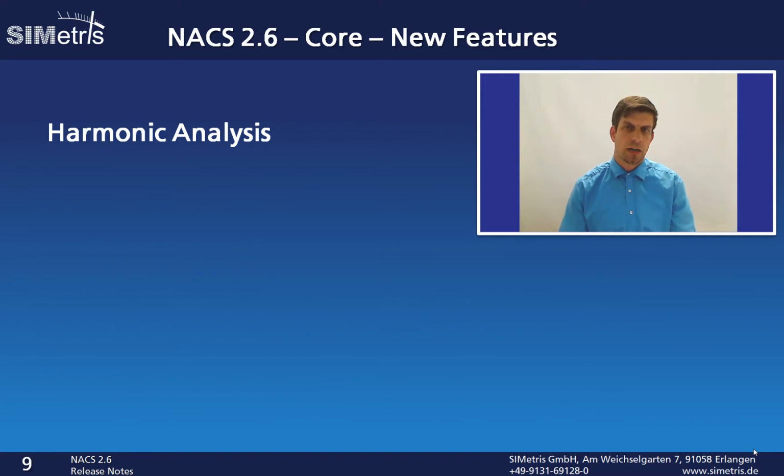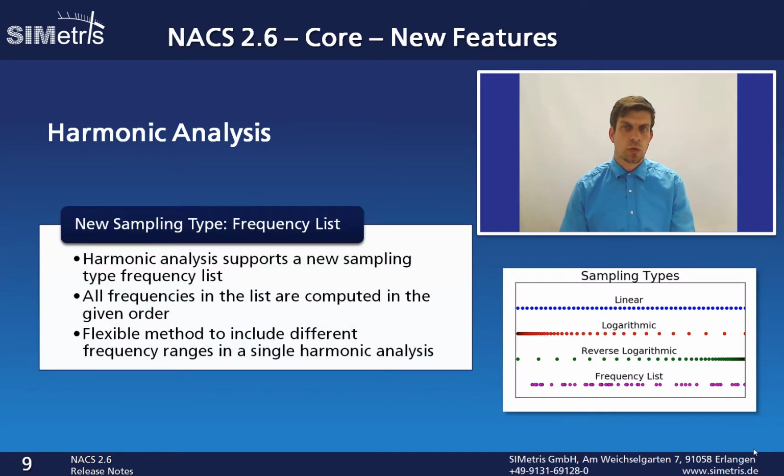In the harmonic analysis, we have added a new frequency sampling subtype. Previously we had the possibility to use linear frequency sampling, logarithmic frequency sampling, reverse logarithmic frequency sampling, and now we have added the possibility to allow an arbitrary list of frequencies that the user can specify, and in the exact order of that list the simulation frequency will be computed.